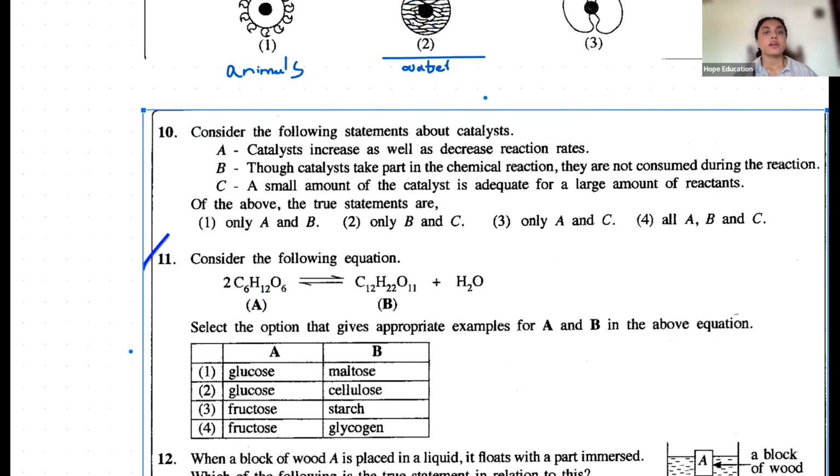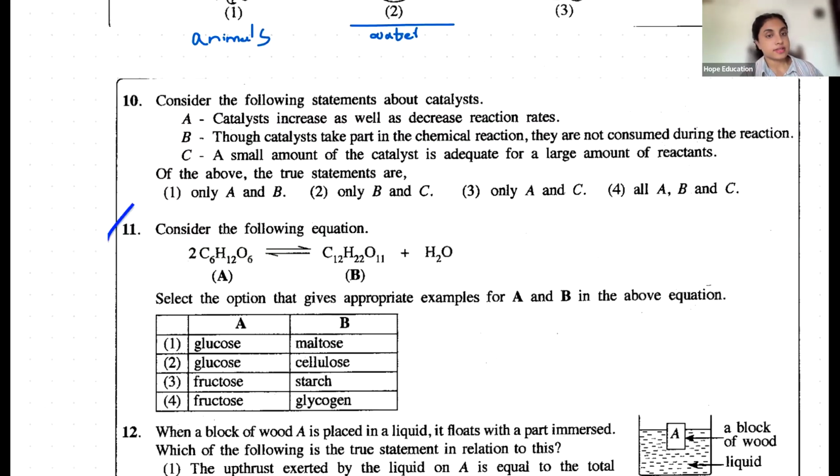Consider the following statements about catalysts. A, catalysts increase as well as decrease reaction rates. B, though catalysts take part in the chemical reaction, they are not consumed during the reaction. C, a small amount of the catalyst is adequate for a large amount of reactants. Which one is the answer?